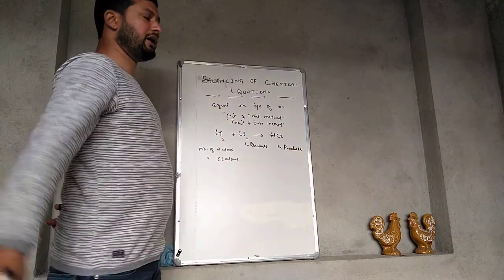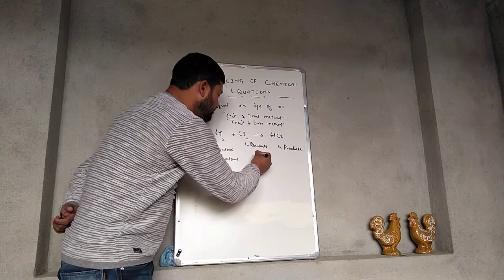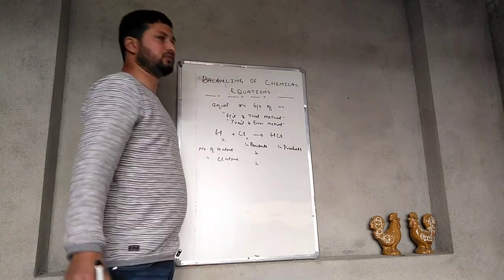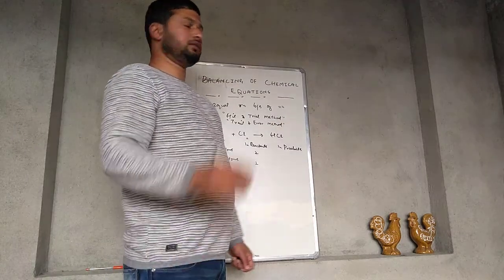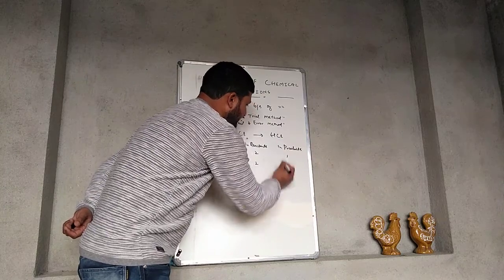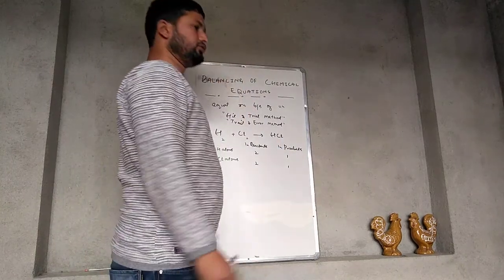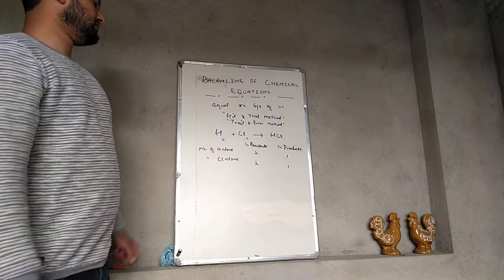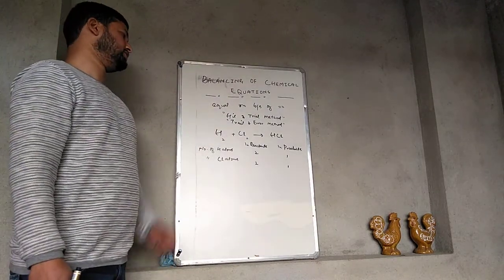Here the number of hydrogen atoms is 2, and the number of chlorine atoms is also 2. On the product side, the number of hydrogen atoms is 1, and the number of chlorine atoms is also 1. So we have to balance this equation by the hit and try method.